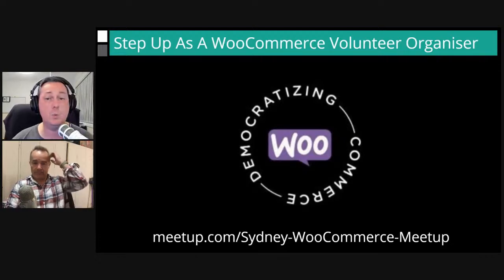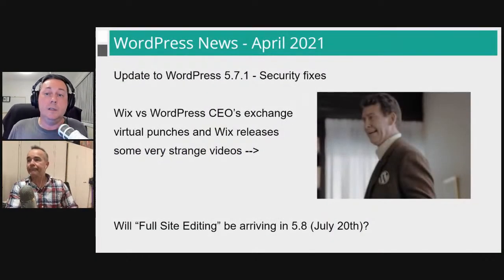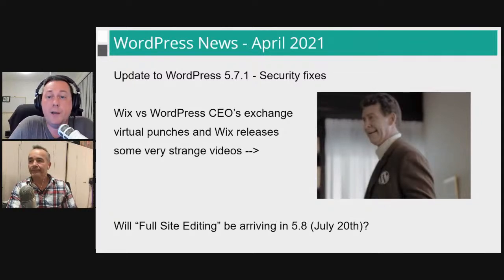Okay, let's do a little bit of news. Some WordPress news for April. We've got WordPress 5.7.1. If you have upgraded to 5.7, which came out a month ago, maybe 6 weeks ago, you really should update to 5.7.1, because it includes all these new fixes. All the bugs and issues that came with 5.7 have been fixed, as well as a couple of security flaws in the WordPress core itself. So make sure if you're running 5.7, you update to 5.7.1.